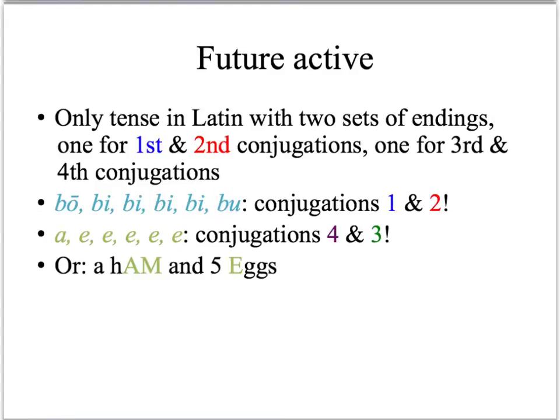The future tense is the only tense in Latin with two separate sets of endings. There's one for first and second conjugation verbs and one for third and fourth conjugation verbs. Hackley students have learned the little rhyme, or the little cheer, bo, be, boo, conjugations 1 and 2, a, e, conjugations 4 and 3. Or for this fourth and third conjugation, ham and 5 eggs, because the first person singular ends in am, and the other forms have the letter e in them.